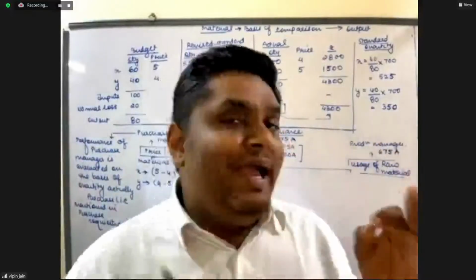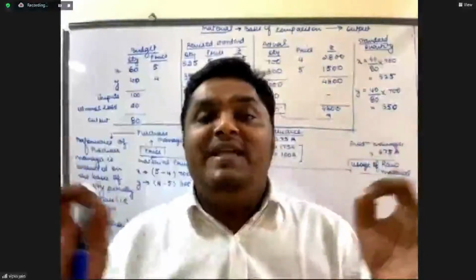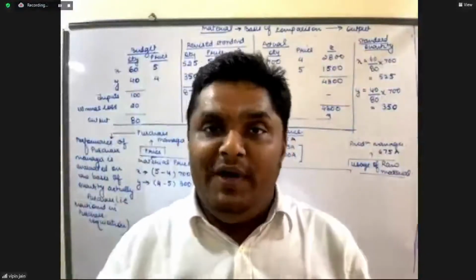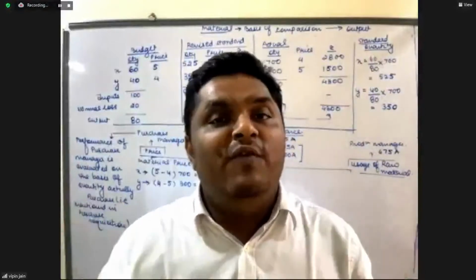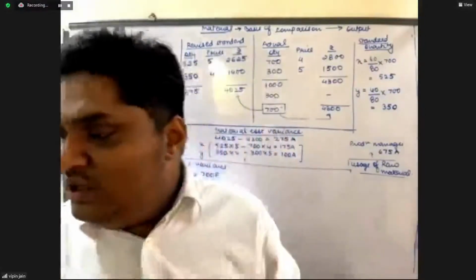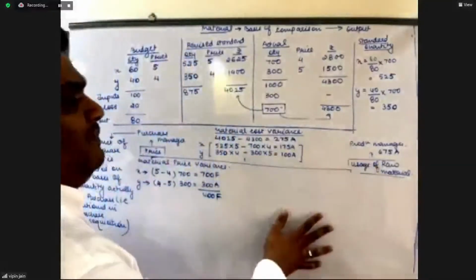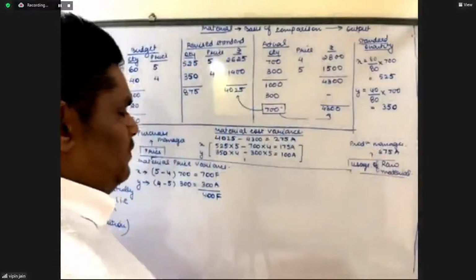So now, guys, see the justification. Please listen carefully to the justification given by Ishan, who is the production manager, responsible for usage of raw material. So now let's start with the justification made by the production manager, who is responsible for usage of raw material.